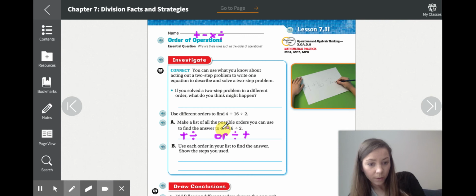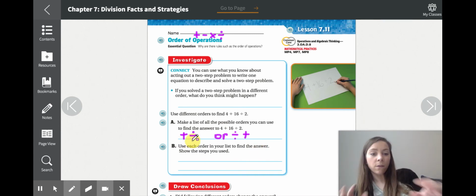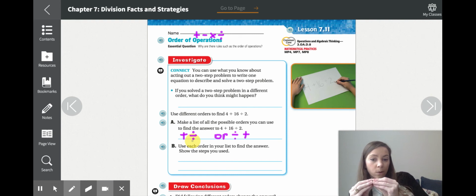So it says now we're going to try it. Use each order in your list to find the answer. Let me do this first. Wherever there's addition, I'm going to add those 2 numbers first, and then I'm going to divide last. So let's try that way. I'm going to do that over here on the side.